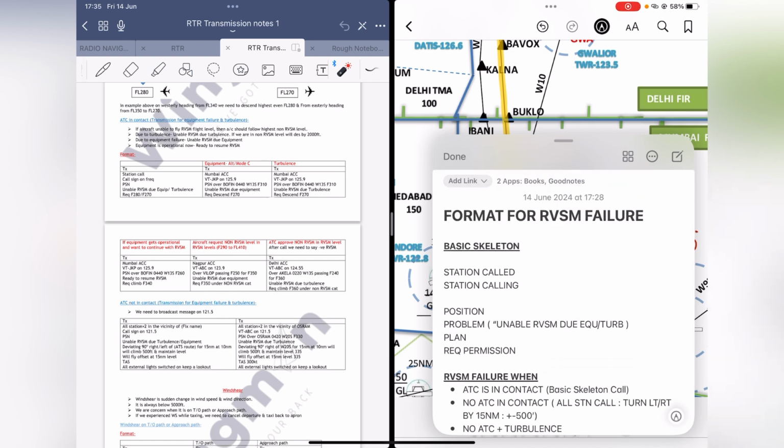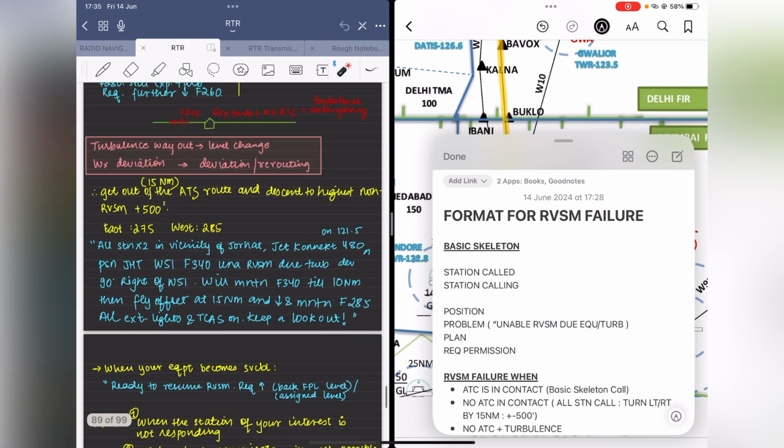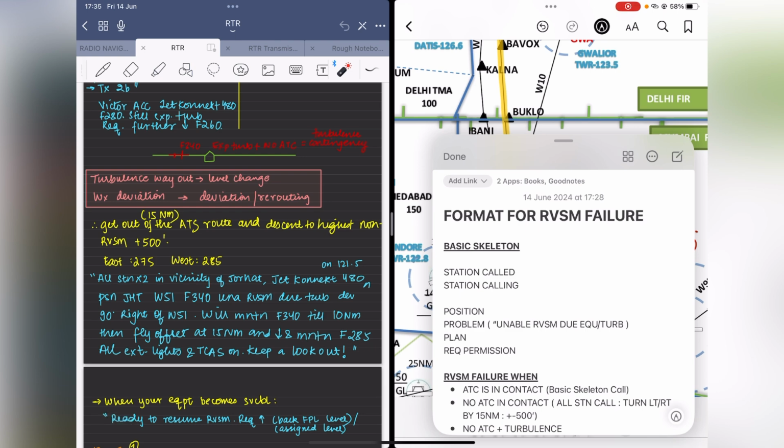So yeah, that sums up your RVSM calls. It sums up what do you do when ATC is in contact and your RVSM fails, like equipment fails. When they are not in contact, what do you do? Okay, when they are not in contact and you're facing turbulence now, you're not facing equipment failure for RVSM, then what do you do? And once you're back in touch, you just inform them the same thing, okay, that I had deviated on my own or had descended on my own due to an equipment failure, due to turbulence, and will resume normal navigation if my equipments were to improve. Okay, so I think we've summed everything up. We've finished everything that there is in RVSM and CVSM calls.